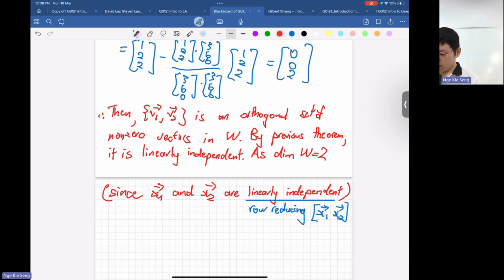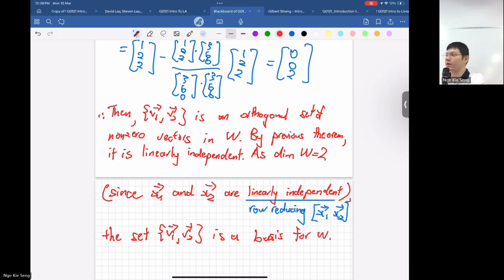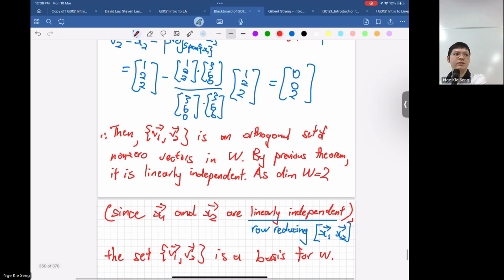As we know, the dimension is 2. So we have two linearly independent vectors now. So the set v1, v2 forms a basis for W. Any question?